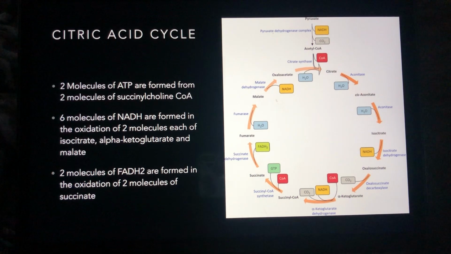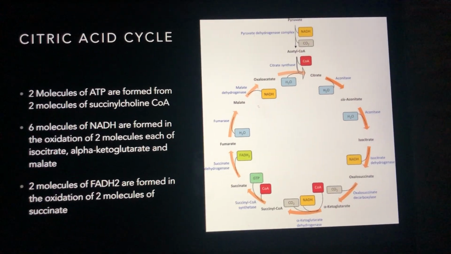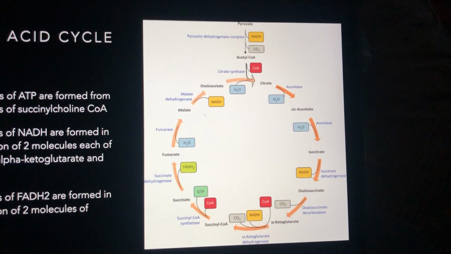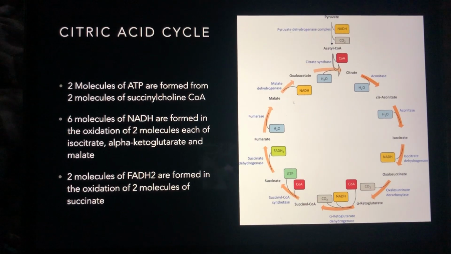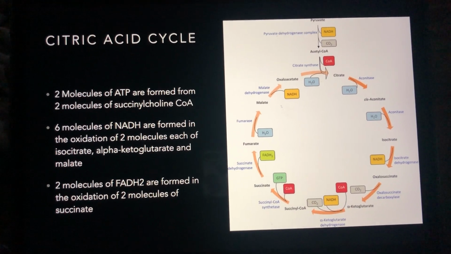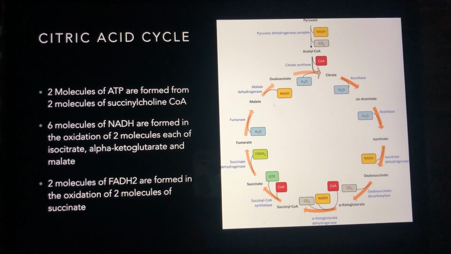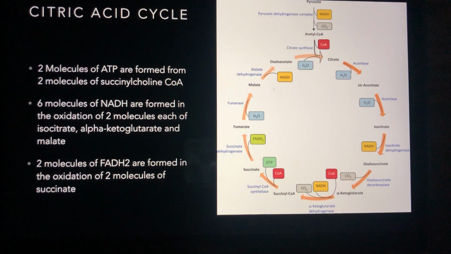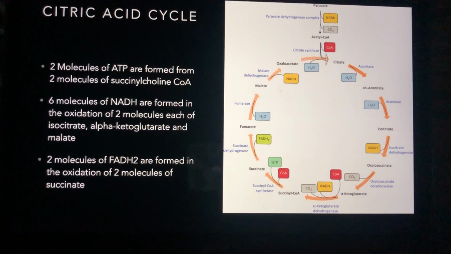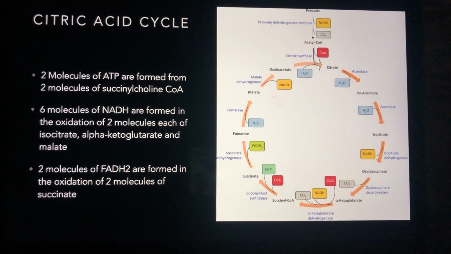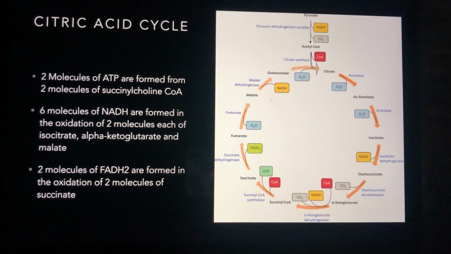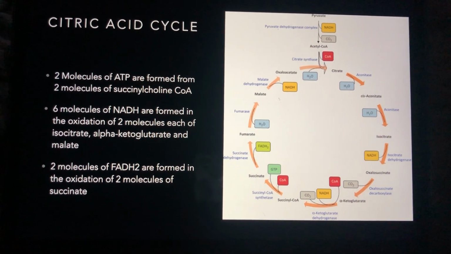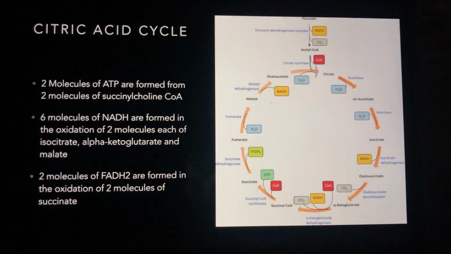And then comes the citric acid cycle. Over here I just put a nice little picture, like many that we have in our book. With this, we get 2 molecules of ATP that are formed from 2 molecules of succinyl-CoA, and then we get 6 molecules of NADH that are formed in the oxidation of 2 molecules each of isocitrate, alpha-ketoglutarate, and malate. And then also we get 2 molecules of FADH2 that are formed in the oxidation of 2 molecules of succinate.